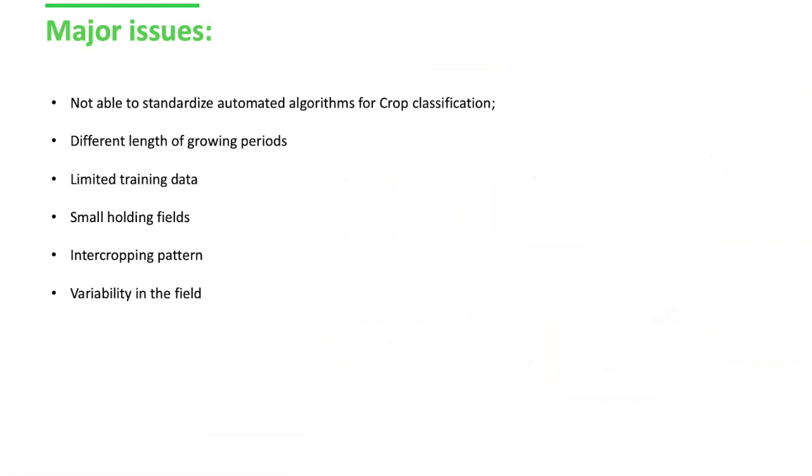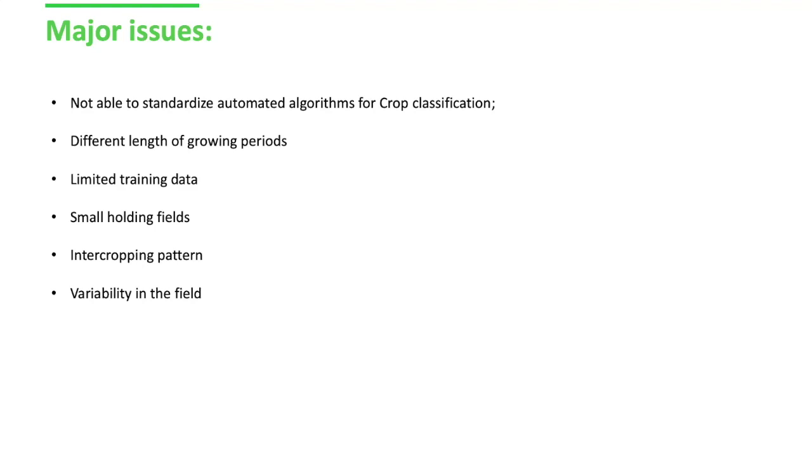And the major issues: we are not able to standardize algorithms specifically for crop type mapping, and different lengths of growing season. The major issue is that in South Asia and Africa there are mainly smallholding farmers, and field by field there are different crops, which is very difficult to capture. We are not able to capture that, and we also have limited ground information. We need more and more. Where we are collecting ground data along the roads, we are not able to go to the interiors, which is very important for training data.